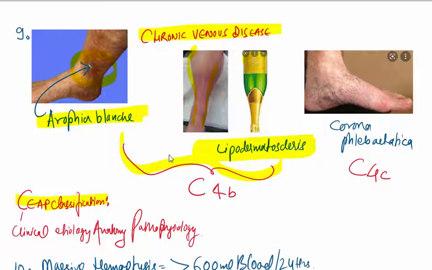Both of these conditions fall on the CEAP classification: clinical, etiology, anatomy and pathophysiology. This classification falls under C4b. What is this one? Again, this is corona phlebectatica, and it falls under C4c. It is somewhat more advanced than these two.